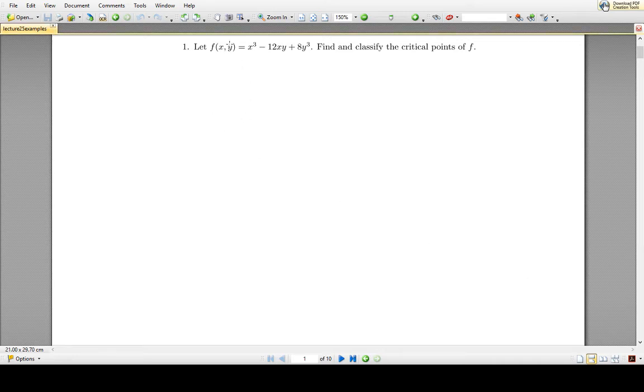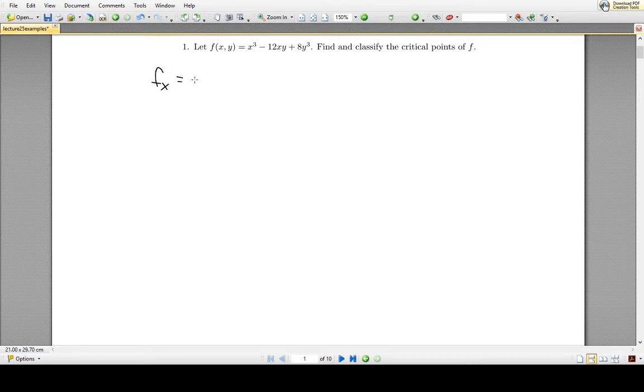In this question, we're given a function f of x and y, namely x cubed minus 12xy plus 8y cubed, and we're asked to find and classify the critical points of f. To find the critical points of f, we would like to take the partial derivatives and set them equal to 0. So let's get started on that.